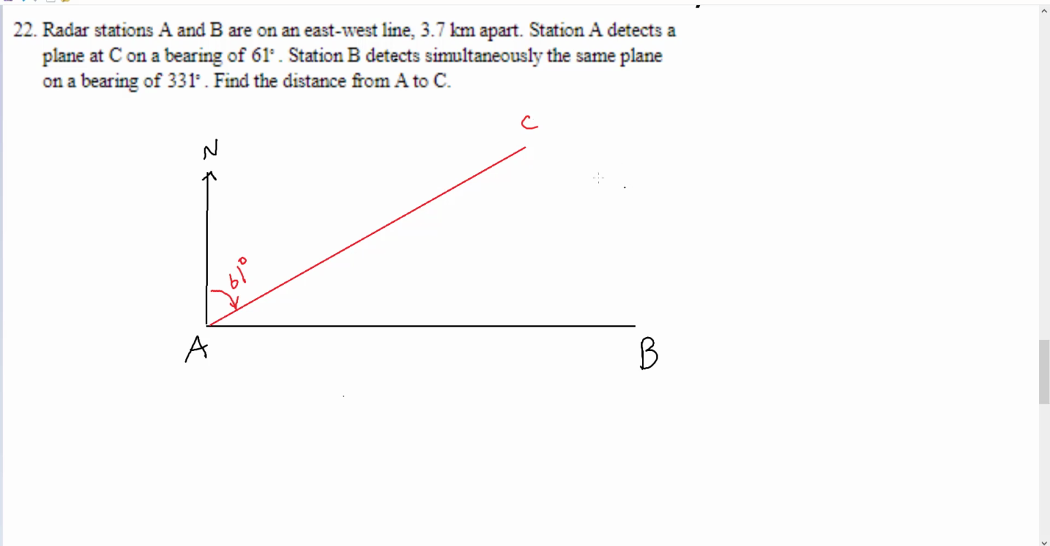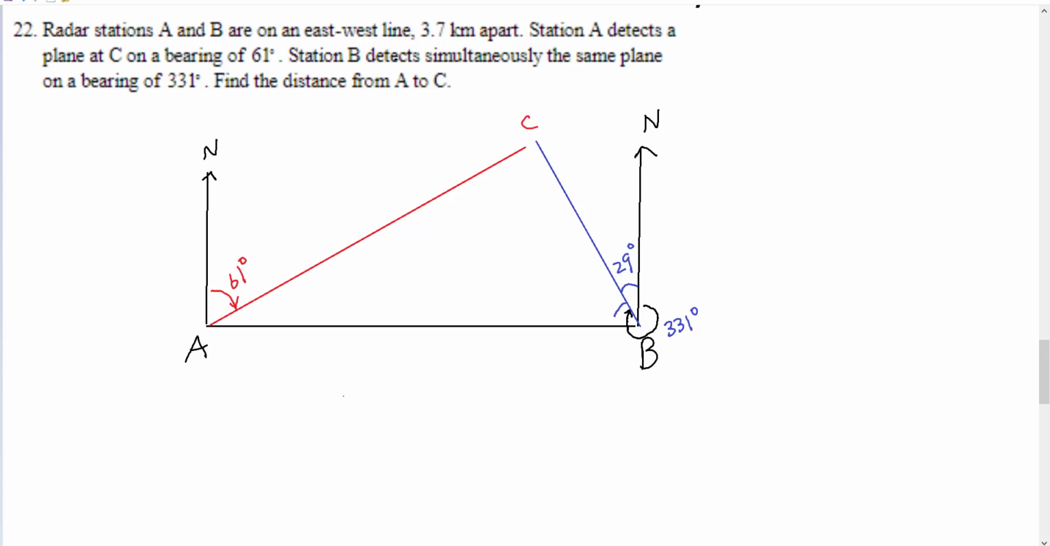Now the bearing of C from B is 331 degrees. That means starting from the north, you need to turn 331 degrees. So 270 plus 61 degrees, and that is over here. That is 331 degrees, and that's 29 degrees short of 360 degrees.